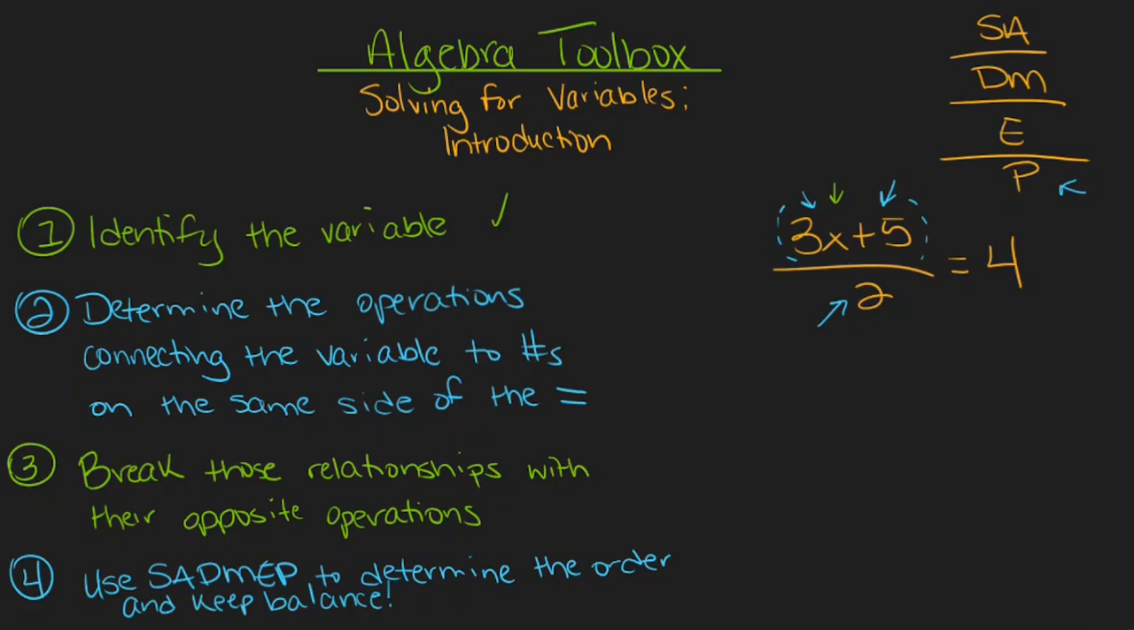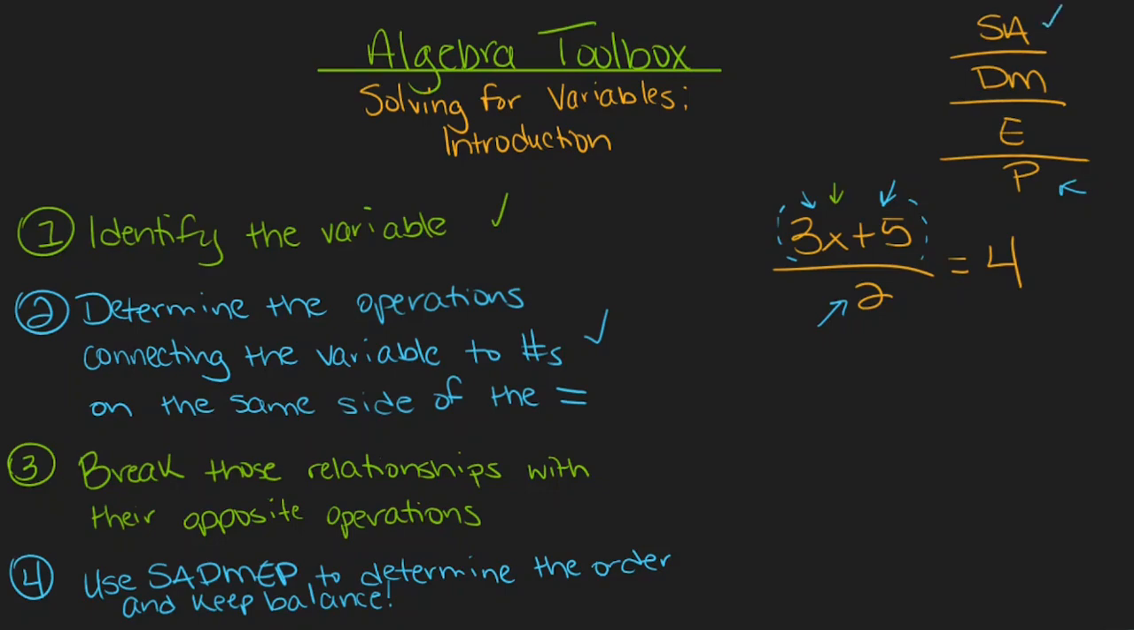Now that I've worked through the operations that are connecting x to other numbers, I can start to think about how I need to break them. And as I think about breaking them, I'll need to make sure that I keep the correct order. So steps 3 and 4 really kind of happen together. As I look at SADMEP, I'm considering first any subtraction and addition relationships that I have that aren't trapped inside parentheses. We do have one addition relationship, but it's inside the parentheses, so I have to wait until later to break that relationship. So I don't have anything with the S or the A in SADMEP yet, so I can move down to the division and multiplication.